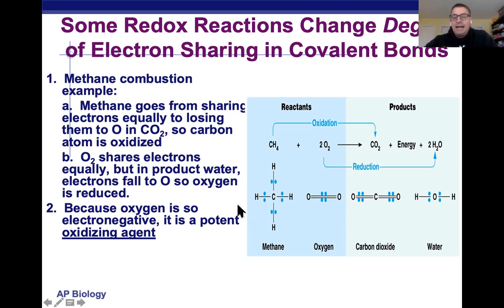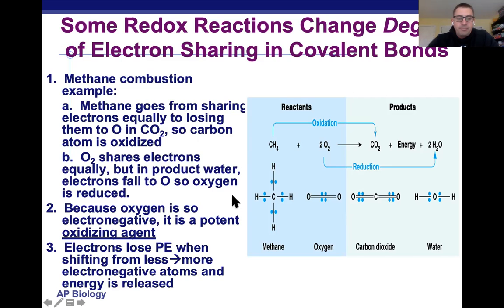Oxygen is highly electronegative, so it is a very potent oxidizing agent. In fact, because it is such a powerful oxidizing agent, that's why it is called oxidation when an atom or molecule loses electrons, because it's usually losing them to oxygen. These electrons lose their stored potential energy when they shift from a less electronegative atom closer to a more electronegative atom, because they're moving from less stable to more stable. In that case, energy gets released.